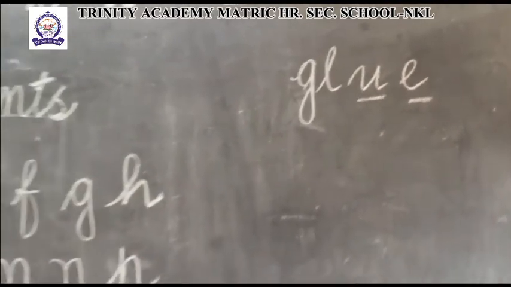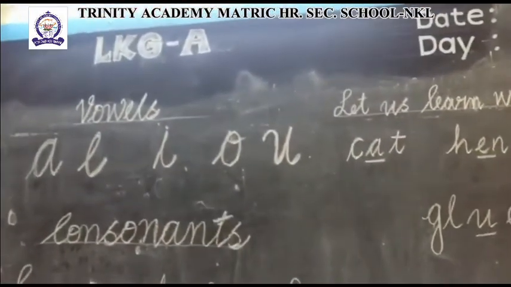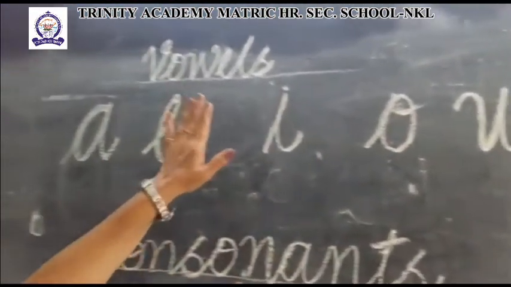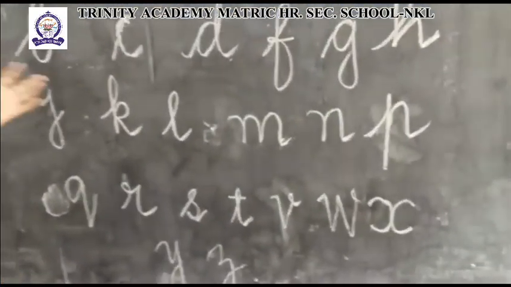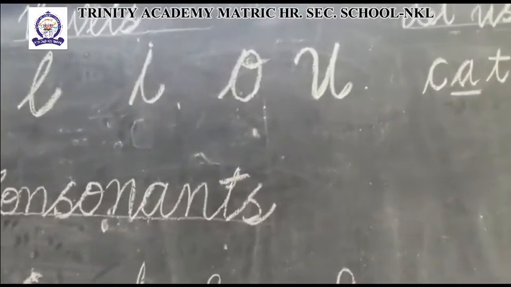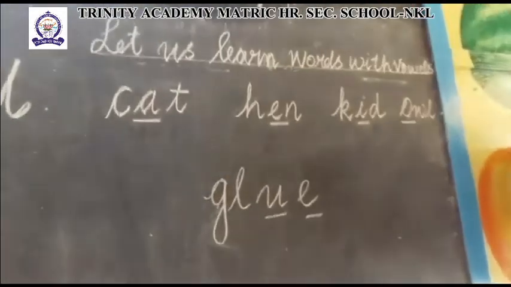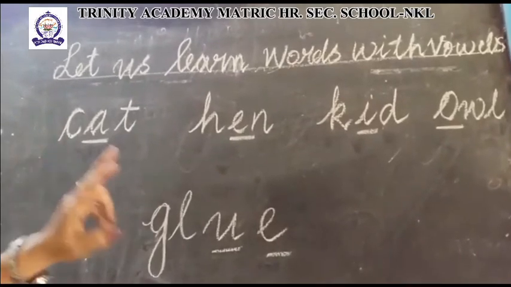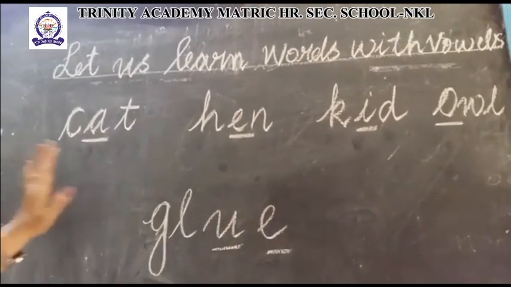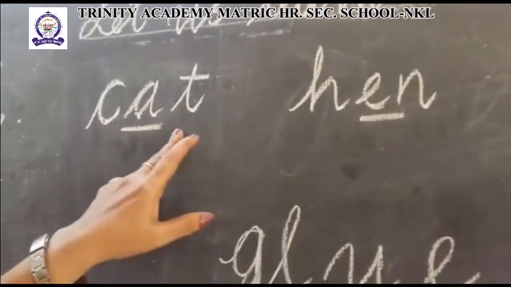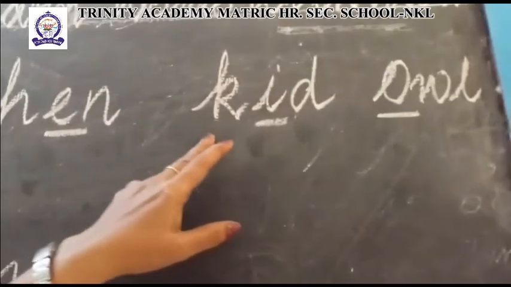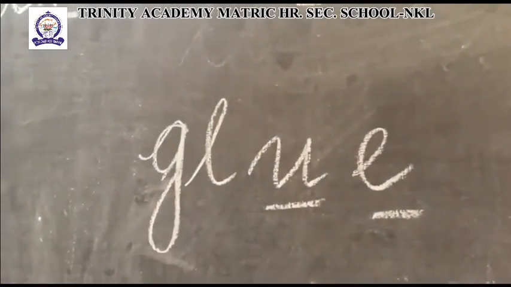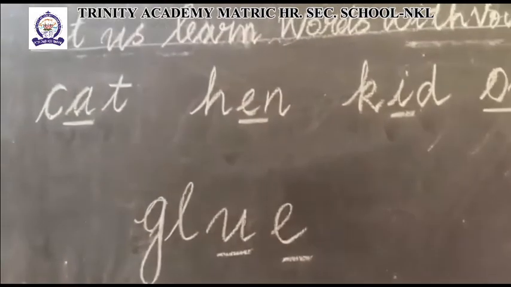Children, did you understand the meaning of vowels and consonants? Letters A, E, I, O, U are vowels, and the remaining letters are consonants. All letters other than the underlined letters are called consonants. What are the consonants here? C, T, H, N, K, D, W, L, G, L. All these are consonants. And the underlined letters are called vowels.